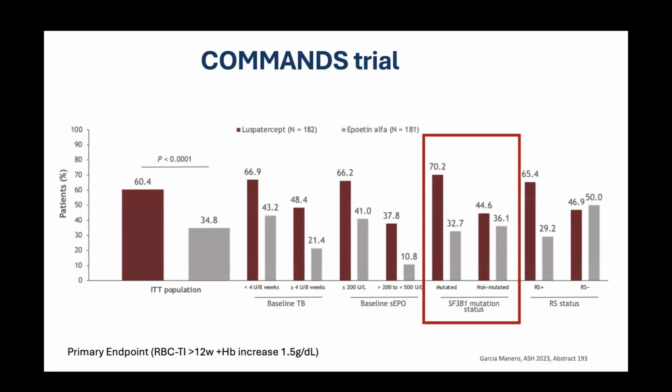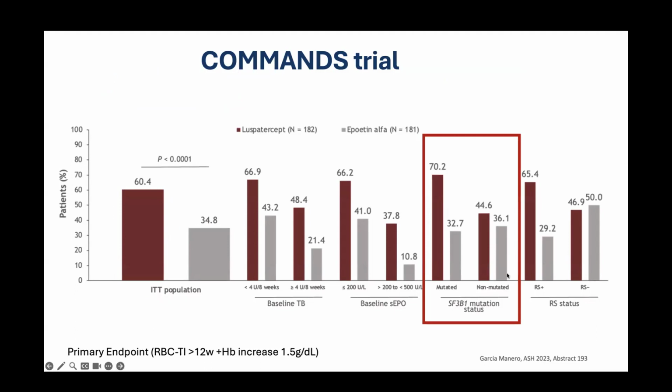So most recently, this was last year, they presented the data for use of this drug in patients who had not gotten an ESA in advance. There is previous data looking specifically at SF3B1 patients or people who have that one mutation. But this trial actually looked at patients with all mutations. And as you can see here, mutational status really matters.